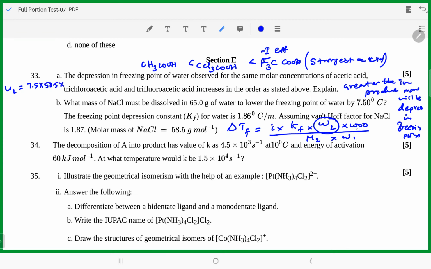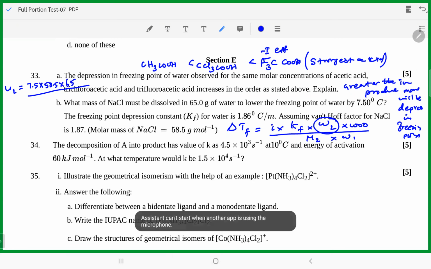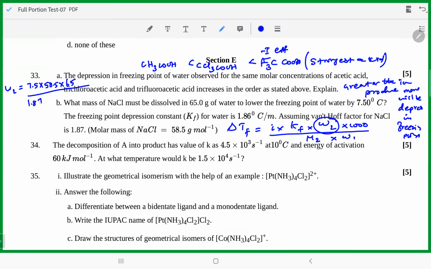into W1, the weight of the solvent, which is 65, overall divided by the i value, which is 1.87, into 1.86, the Kf value, into 1000. When you are dividing, it will give the weight. So that will be the weight of your solute that you calculate yourself.